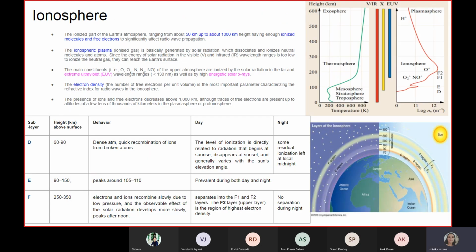Now let us come to the ionosphere. It has been 1 hour, so we can have a 5-minute break. All I have done so far is a quick revision of the last lecture. So if you have any doubts regarding the last lecture, you can still ask.